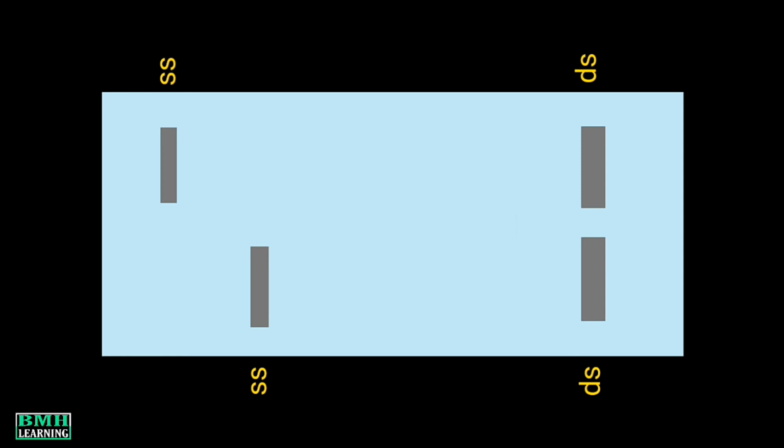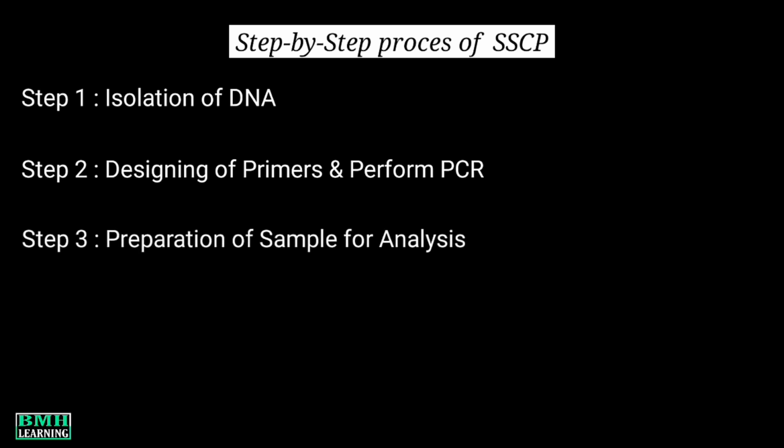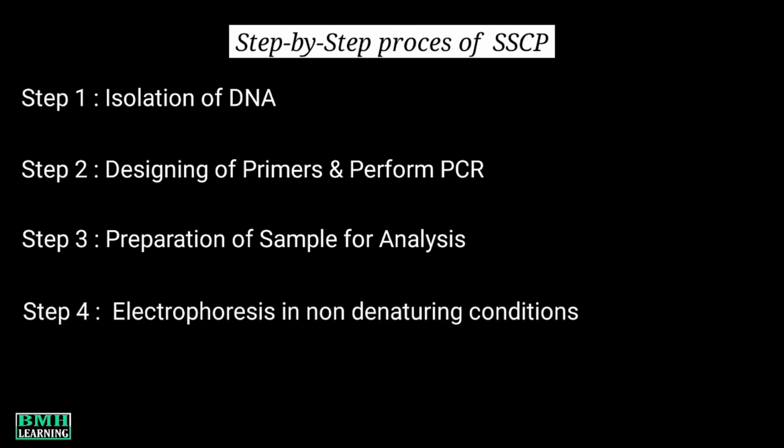Let me brief you about the step-by-step guide to single-strand conformation polymorphism. Step 1. Isolation of DNA. Step 2. Designing of primers and performing PCR. Step 3. Preparation of sample for analysis. Step 4. Electrophoresis in non-denaturing conditions. Step 5. Analysis of the data.